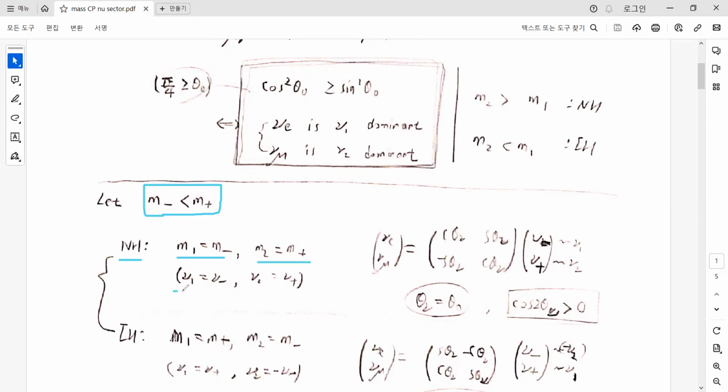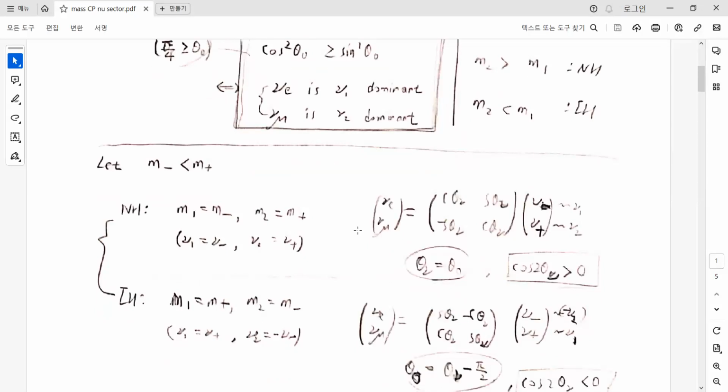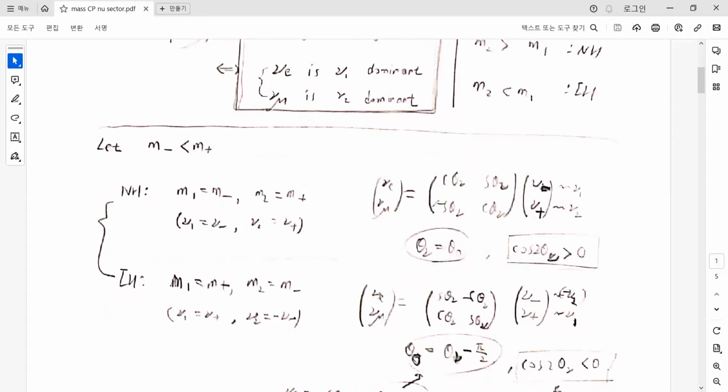The mass eigenstates are also assigned to ν minus and ν plus. But in the inverted hierarchy case, M1 is assigned to M plus, and M2 corresponds to M minus, and the mass eigenstates ν plus and ν minus will be exchanged. So the mixing matrix for these new mass eigenstates, ν minus and ν plus, can be written like that. For the normal hierarchy case it is the same, because ν minus is ν1 and ν plus is ν2. So theta ν and theta zero are the same, where theta ν represents the mixing between the M plus and M minus types.